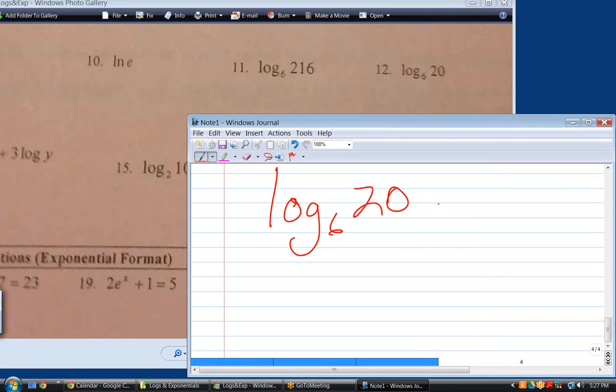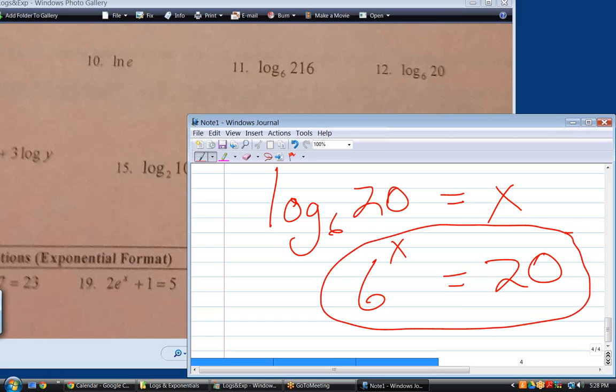The fact that you're getting faster means you've started memorizing it, and that's what we need you to do. 6 to the x power equals 20. Okay. Can we figure this one out? 6 to the 1 power is 6. 6 squared is 36. So the answer has to be somewhere between 1 and 2, huh? Well, we don't know how to figure that out. In fact, I can't even figure that out on my calculator.